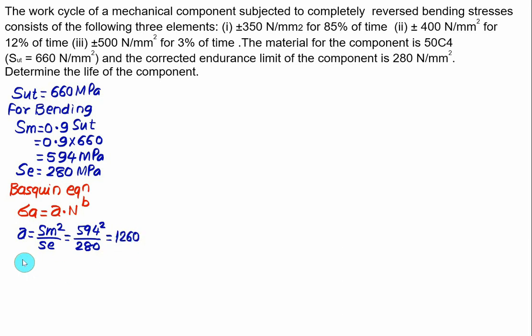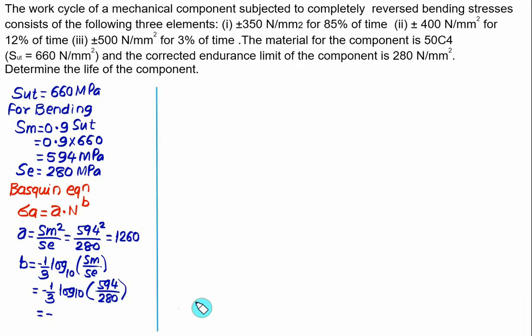The second constant B we can calculate as minus 1 by 3 into log base 10 of Sm by Se, which is equal to minus 1 by 3 into log base 10, with material strength 594 and endurance strength equal to 280. If you solve this, you will get this constant as minus 0.1089.